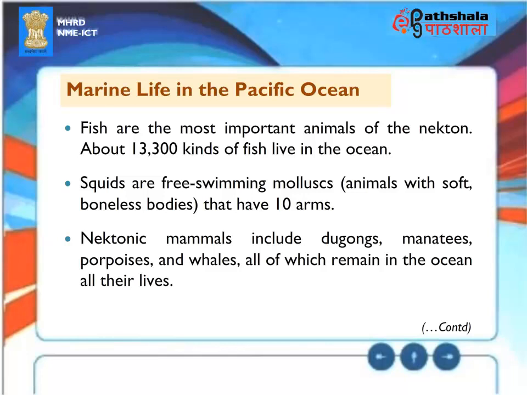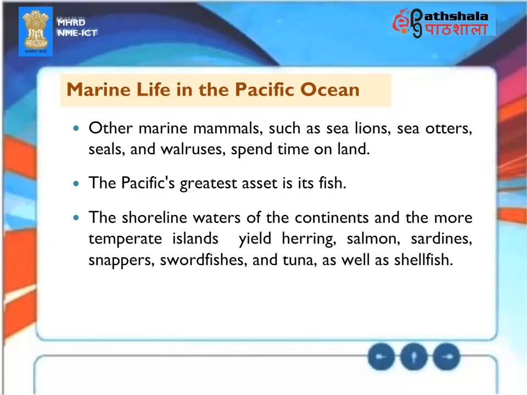Fish are the most important animals of the nekton. About 13,300 kinds of fish live in the ocean. Squids are free-swimming mollusks, animals with soft, boneless bodies that have 10 arms. Nektonic mammals include dugongs, manatees, porpoises, and whales, all of which remain in the ocean all their lives. Other marine mammals, such as sea lions, sea otters, seals, and walruses, spend time on land.